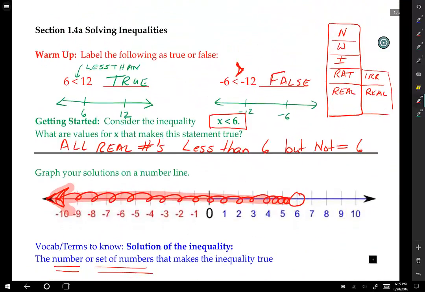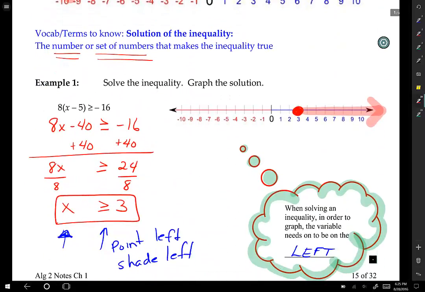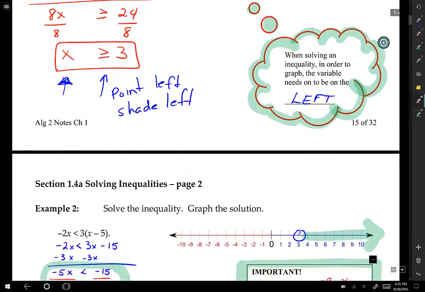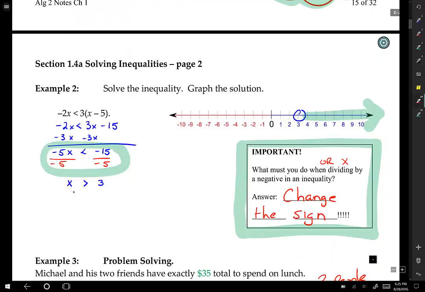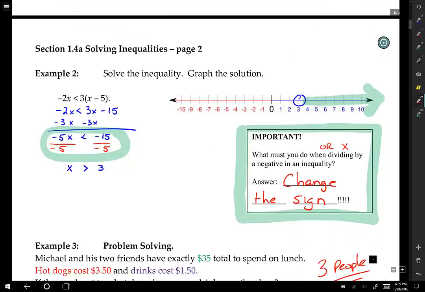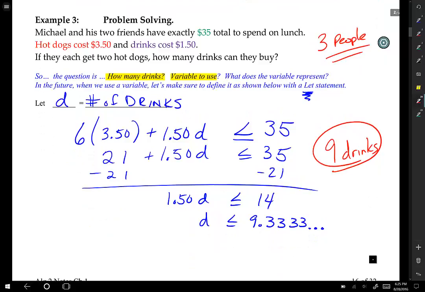First of all, true statements versus false statements. Defining on a number line, it really means all real numbers. How do we do that? Open circles and closed circles. Here's a closed circle. Remember, if the variable is on the left, you point left and you shade left. Next, if we divide by a negative, we change the sign. Very important there. Problem solving, remembering, define your variable, create an inequality that represents your situation. Try to figure out what is your question. And then look for simple little things in the problem like, hey, how many people do we really have? Oh, we really have 3 people.